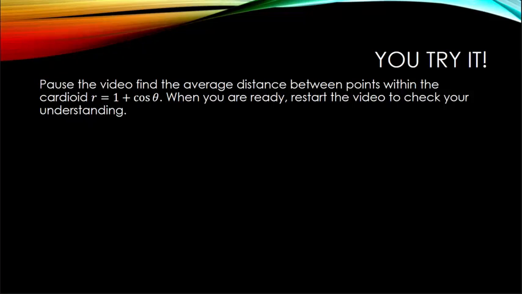Now you get to try it. Pause the video and find the average distance between points within the cardioid described by r is equal to 1 plus cosine theta. When you are ready, restart the video to check your understanding.